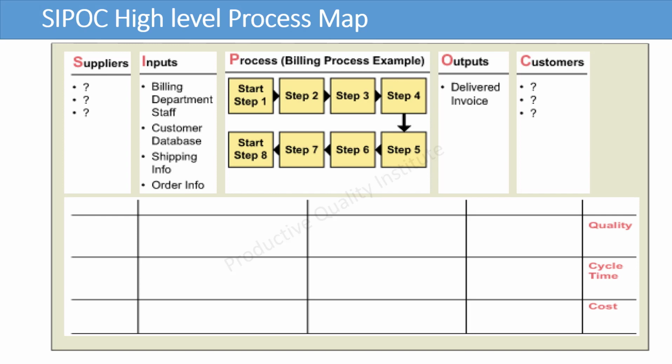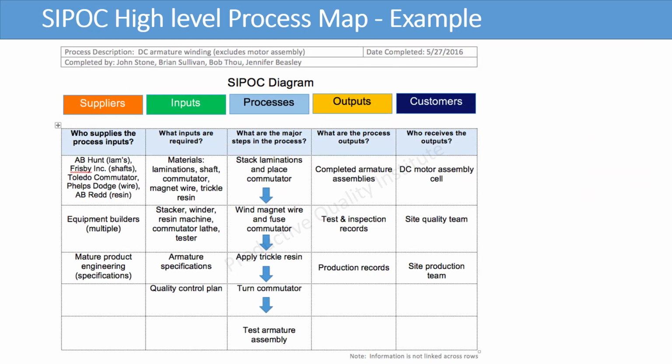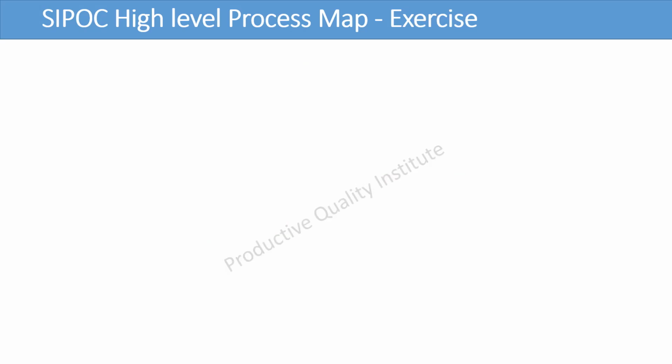7. Optional, identify the preliminary requirements of the customers. This will be verified during a later step of the Six Sigma measurement phase. 8. Discuss with the project sponsor, champion, and other involved stakeholders for verification. An example of a high-level process map for DC armature winding. You can check the suppliers, the inputs, the steps of the process, the outputs, and the customers.